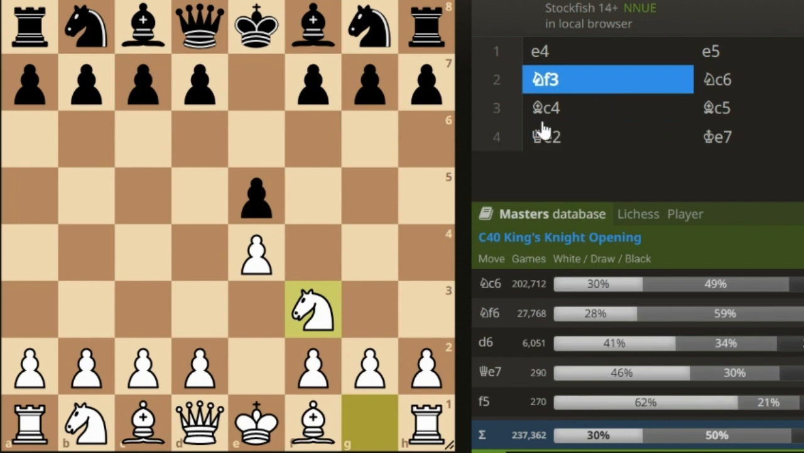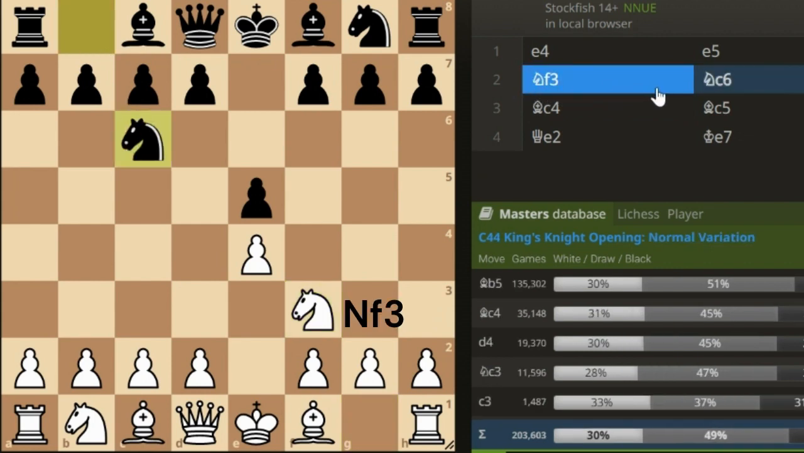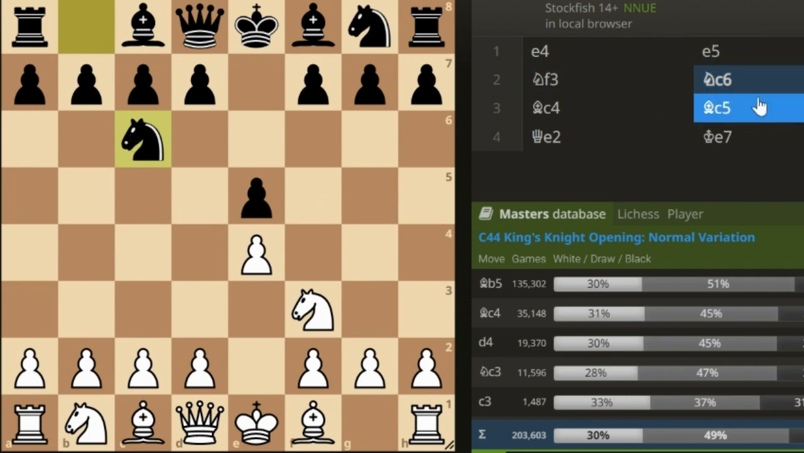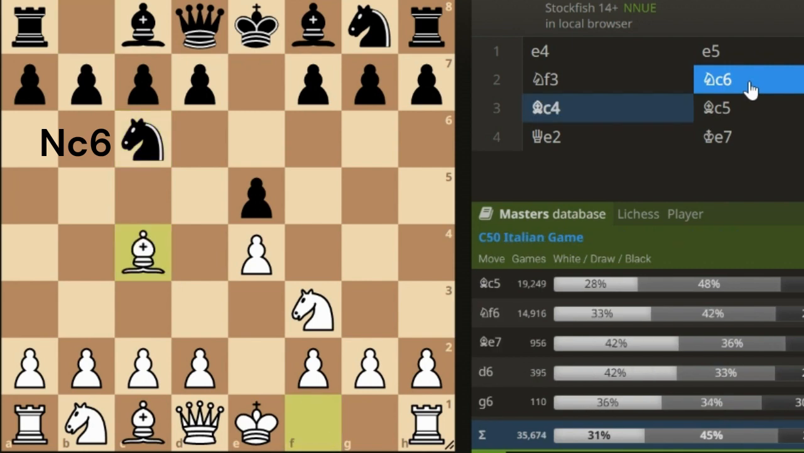Now a knight move is played. So for a knight move, it would be capital N and the square that it lands on. In this case it is f3, so it would be capital N f3. Then this is played. It is also a knight move, so it would be capital N followed by the square it lands on. It landed on c6, so it would be capital N c6. And the same goes for every other piece.